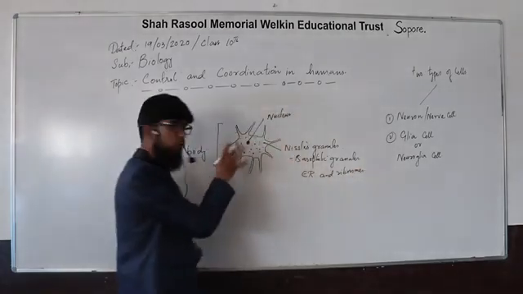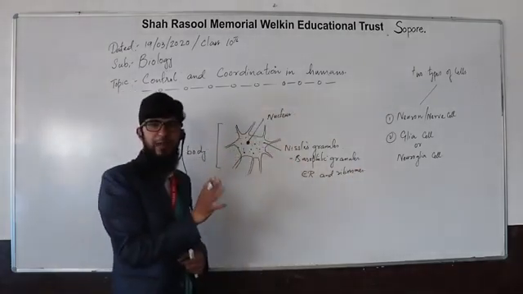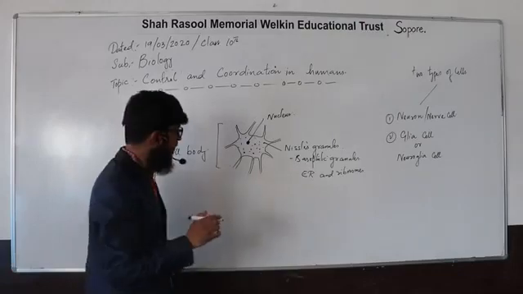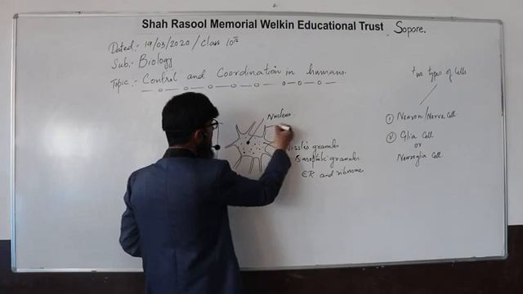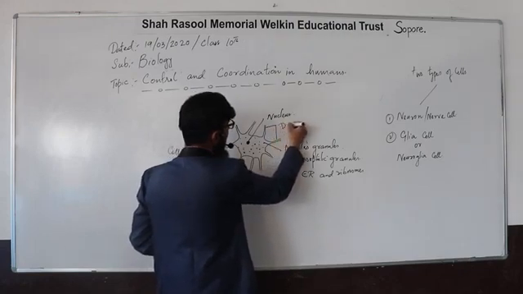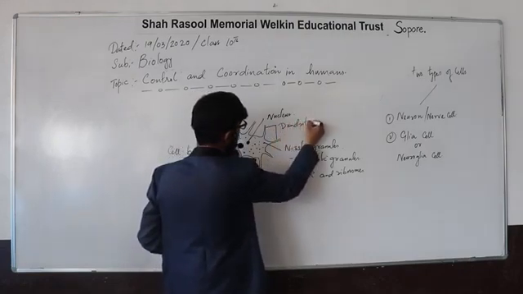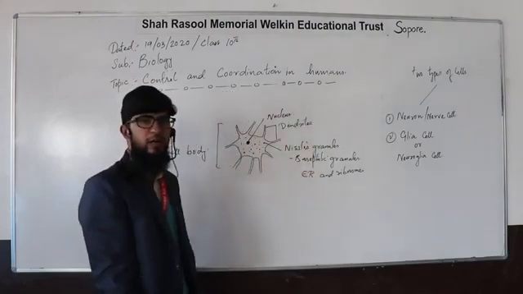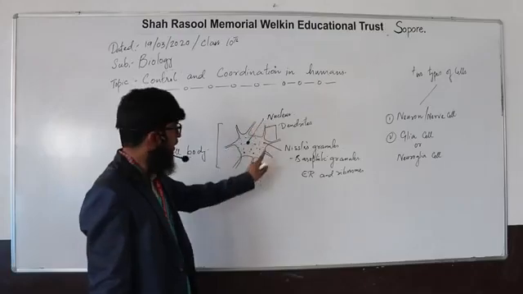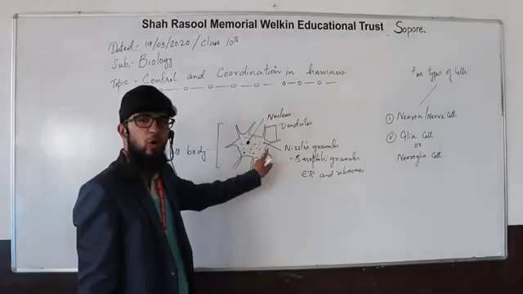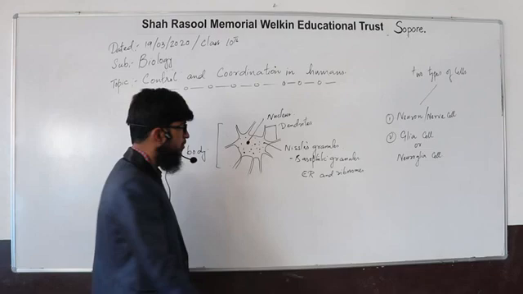So we are done with the Nissl's granules, the cytoplasm and the nucleus. What are the parts of the cyton? What about these extensions? These extensions are generally called dendrites. These are short extensions. There is one more extension in it. That's long, and that's called the axon.